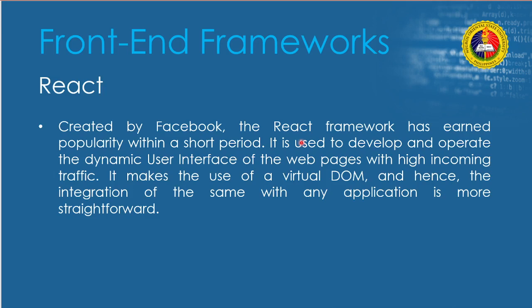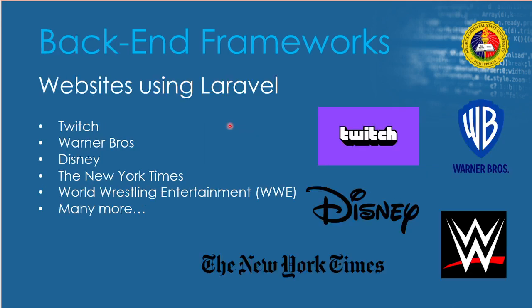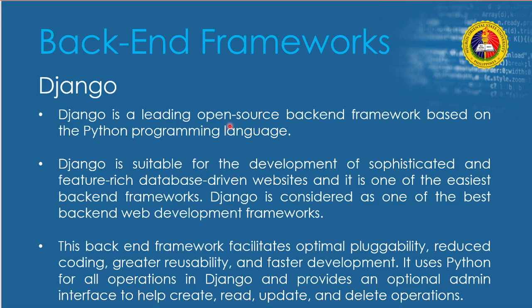So here are some of the websites that use Laravel. We have Twitch, Warner Bros, Disney, the New York Times, and WWE. So these companies are using Laravel for their websites. And then we have Django. Django is a leading open source backend framework based on the Python programming language. Now, if Laravel is for PHP, Django is for Python. Python is one of the web development programming languages. So Django is suitable for the development of sophisticated and feature-rich database-driven websites and is one of the easiest backend frameworks. Django is considered one of the best backend web development frameworks.